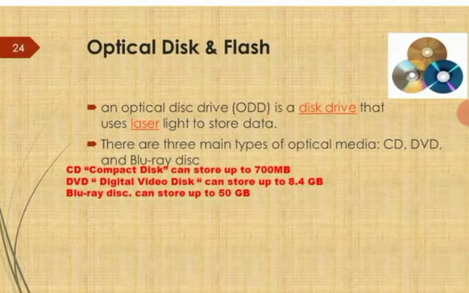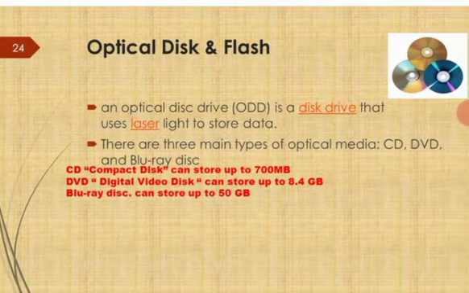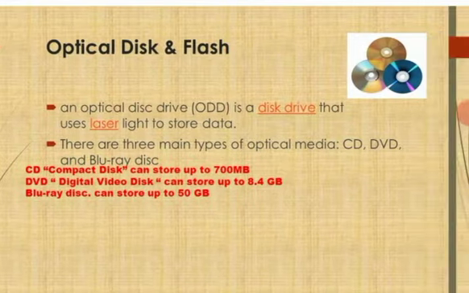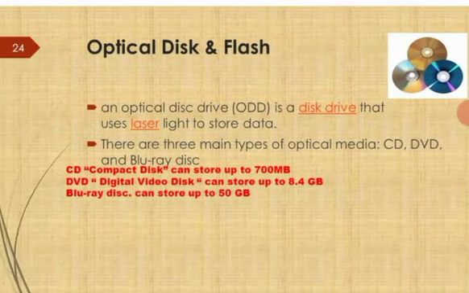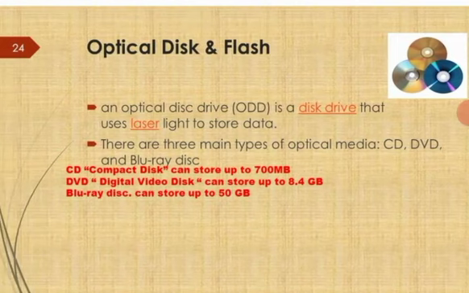And then another example of secondary memory is an optical disk. So what is an optical disk? An optical disk is a disk drive that uses laser light to store data. There are three main popular types of optical media that we know: we have CD, we have DVD, and we have Blu-ray disc.